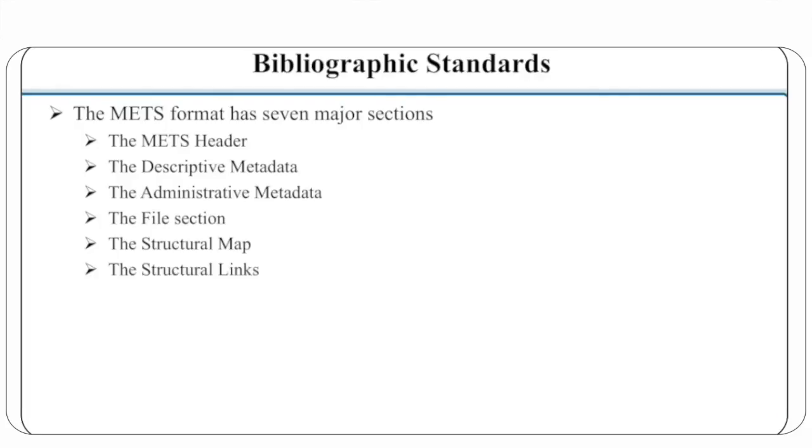The structural links section of METS allows METS creators to record the existence of hyperlinks between nodes in the hierarchy outlined in the structural map. This is of particular value when using METS to archive websites. The behavior section associates executable behaviors with content in the document.